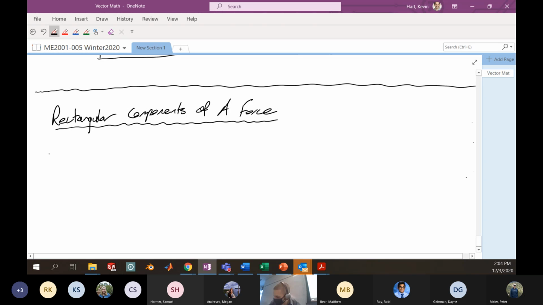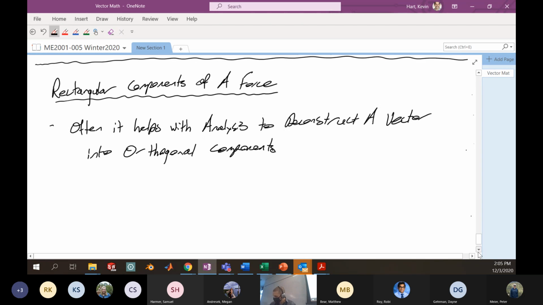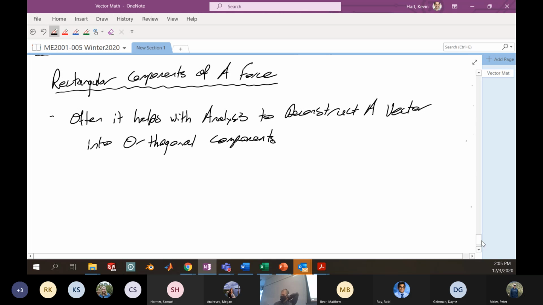Okay, and so I'll write here that often it helps with analysis to deconstruct a vector into orthogonal components. Okay. And so what do I mean by that?